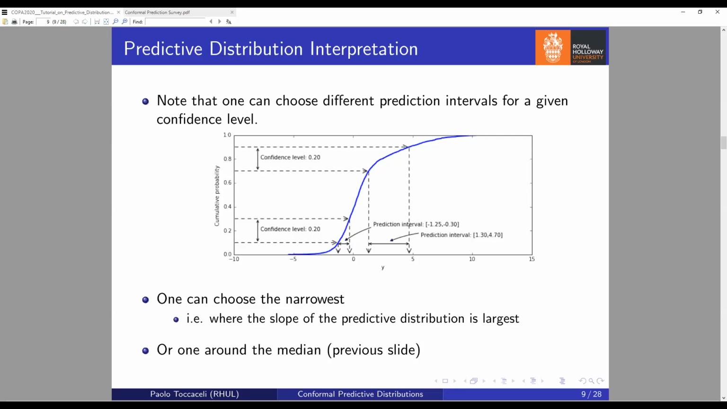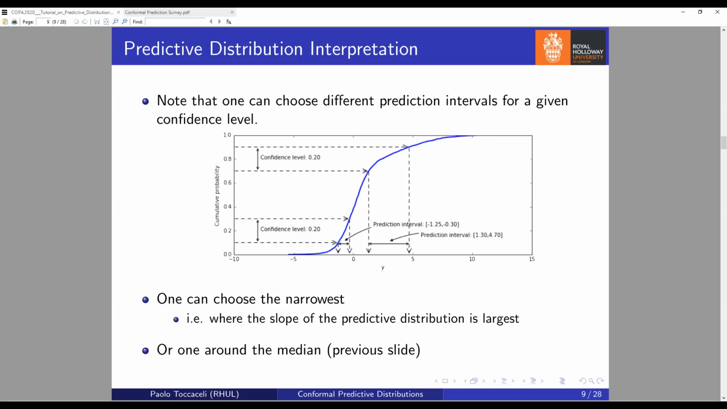Differently from the intervals generated with the procedures I mentioned before, we can choose a variety of prediction intervals. It's just a matter of setting a strip, for instance of width 0.2, as illustrated here, and you can shift it up and down the vertical axis and identify intervals for the label Y with the desired property of coverage.